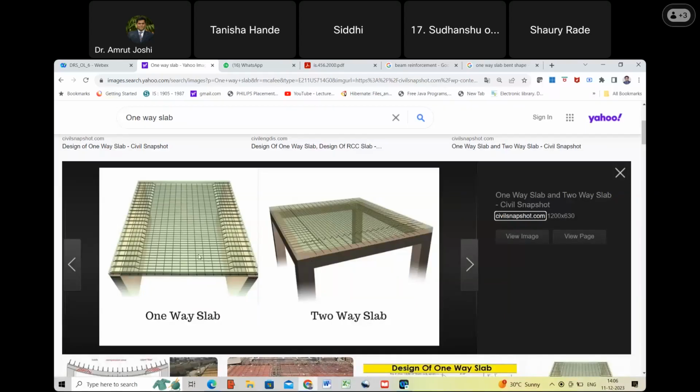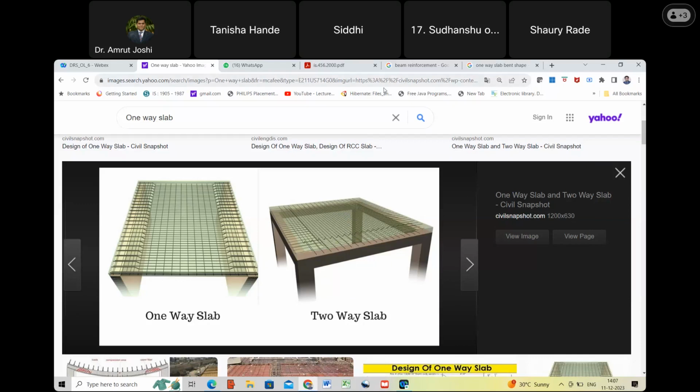Are you? Yes, sir. Okay, so what is Ly in both these cases? The longer dimension of the two. If you look at the first slab, you have this dimension as the shorter dimension and this dimension as the larger dimension. If the ratio Ly by Lx is less than or equal to 2, the slab is more or less squarish in nature, and we call it a two-way slab. If Ly by Lx is greater than 2, we call it a one-way slab.